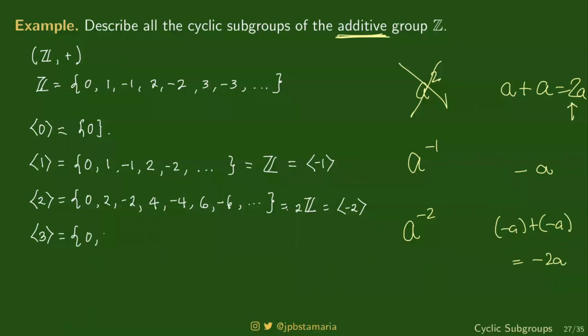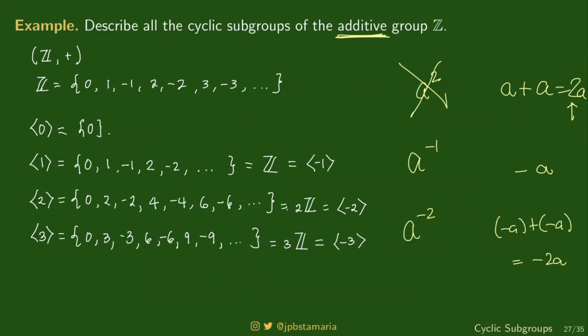0, 3. Anong inverse ng 3? Negative 3. Anong 3 plus 3? 6. Anong inverse ng 6? Negative 6. Anong 3 plus 3 plus 3? 9. Anong inverse ng 9? Negative 9. Etc. Ito naman yung mga multiples ng 3 or the set 3Z. And as you can see, this is also the subgroup generated by negative 3.